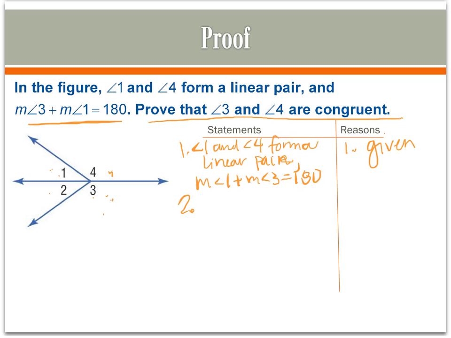That 1 and 4 are supplementary. So angle 1 and angle 4 are supplementary. And why are they supplementary? They are supplementary because all linear pairs are supplementary.